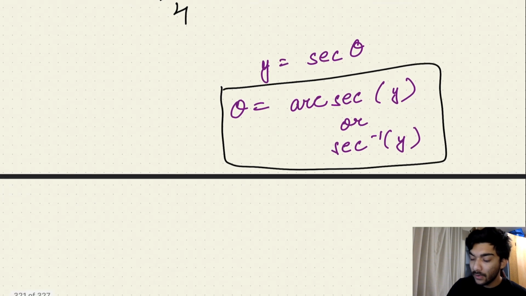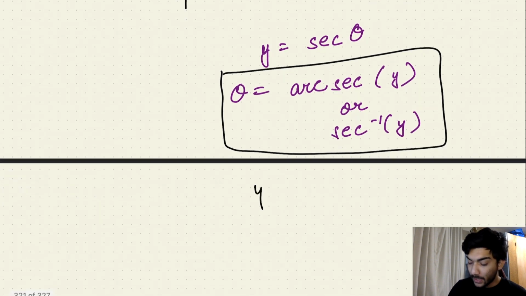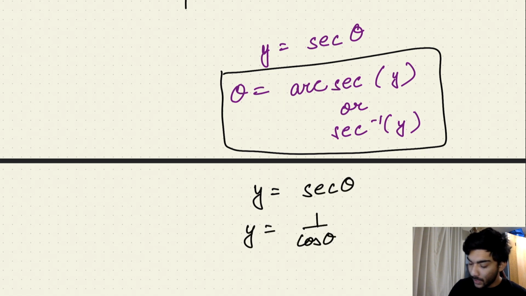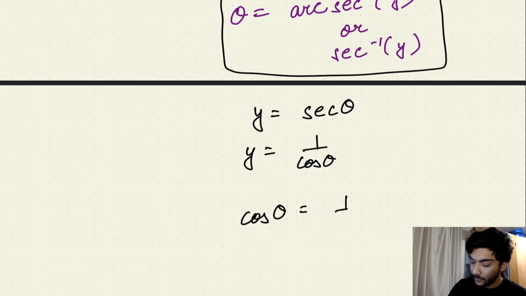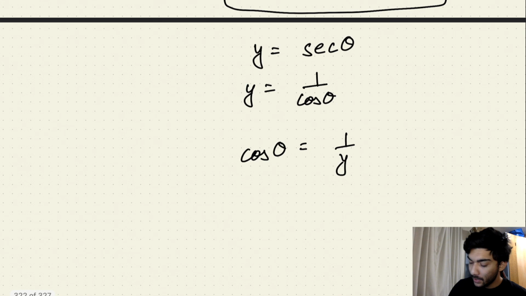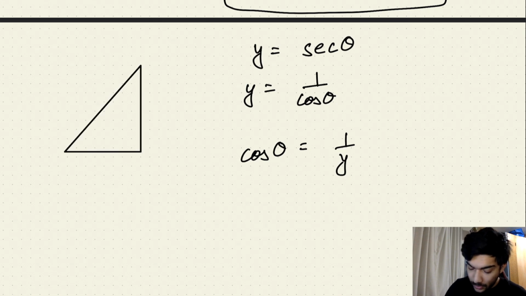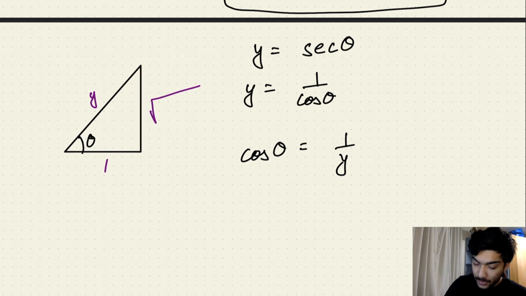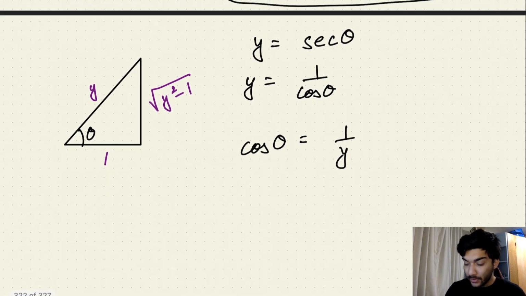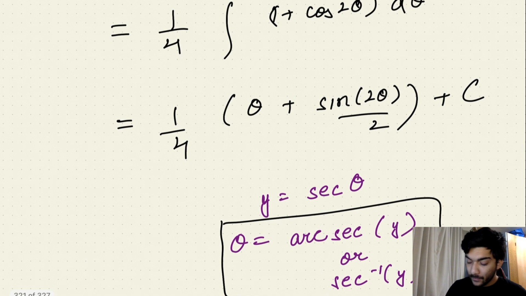And now since you want sine of 2 theta as well, in order to calculate that, we know that y is secant theta. So y is 1 over cos theta. Cos theta is 1 over y. And now you can simply construct a right angle triangle just like we did in the last videos. If you assume this angle to be theta, you know that cos theta is base upon hypotenuse, right? So base is 1, hypotenuse is y. If you want to calculate this side, it will be easily the square root of y square minus 1 using Pythagoras theorem, right? So cos theta is 1 over y.